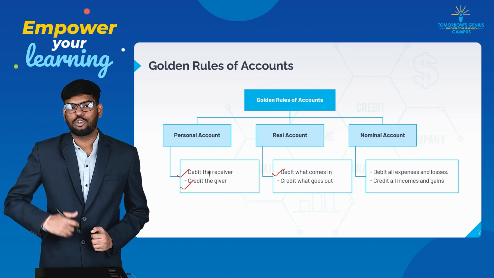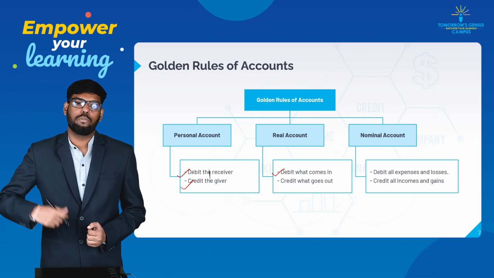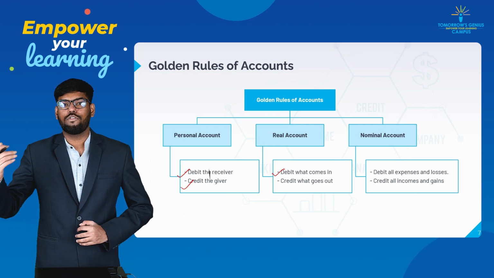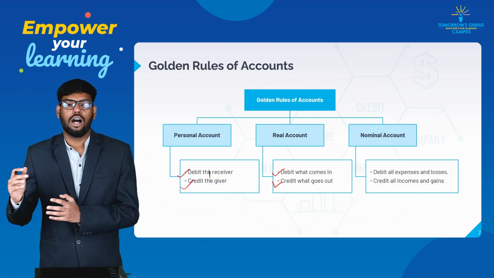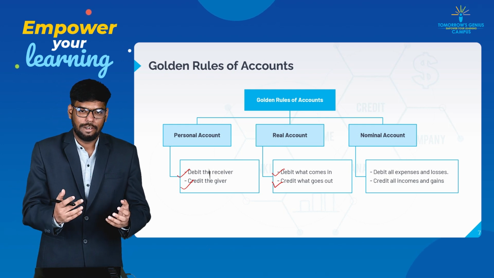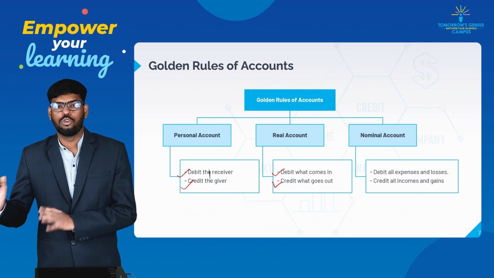Suppose cash is going out of the business, you purchase something and you paid cash. So cash is going out of the business. So we have to credit the cash account because cash is going out of the business. So the simple rule is debit what comes in and credit what goes out.